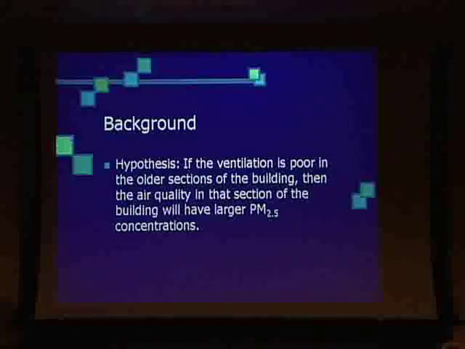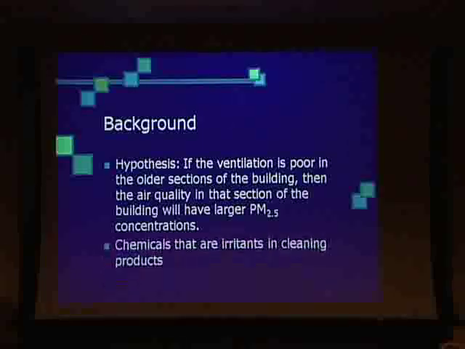Our hypothesis was, if the ventilation is poor in the older sections of the building, then air quality in that section of the building will have larger PM 2.5 concentrations. Due to our concern with ventilation, we explored custodial cleaning products because some emit toxins that irritate the respiratory tract. Because of poor ventilation, the air is not filtered as well, giving higher PM counts.